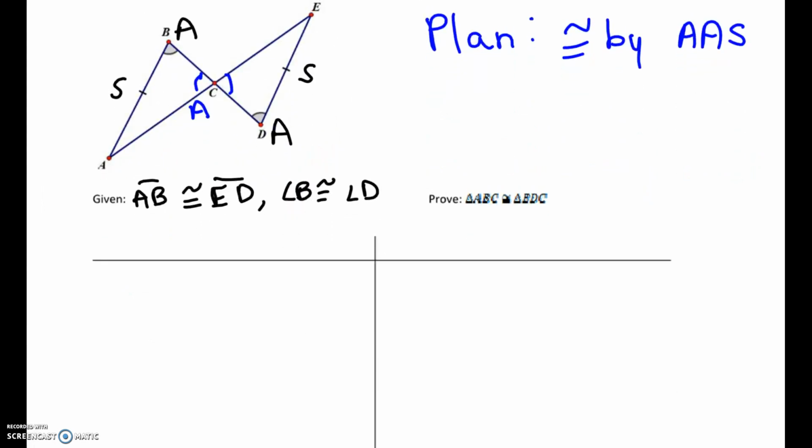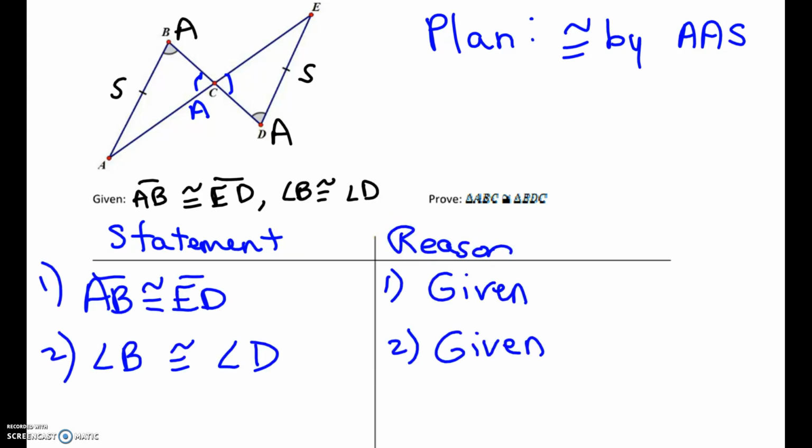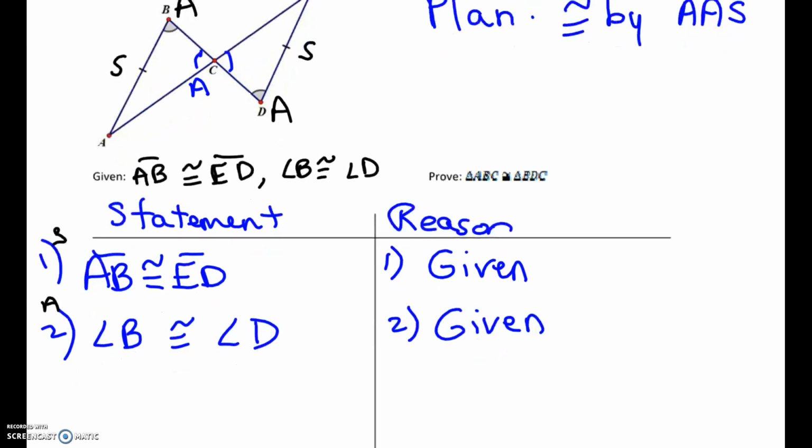All right, so we always do statement and reason as always. Well, the first thing I do is I write the givens. I write my givens, and those givens again were a side and an angle. So I'm just kind of noting that on the side to help me keep track. Then I add information if I can. The information I get to add is that angle BCA is congruent to angle DCE because of the vertical angles theorem.